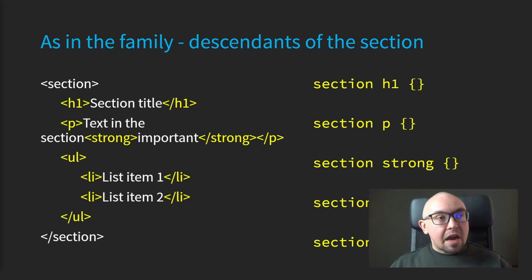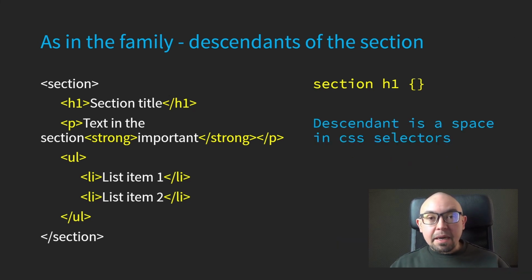In this way, we can narrow down our styling to the elements that are only in this section. If we would have a main tag next to a section and a p tag in it, it would not be taken into account. We would only style the p tags in the section because only these are important to us. Remember that a space in CSS selectors indicates a descendant.